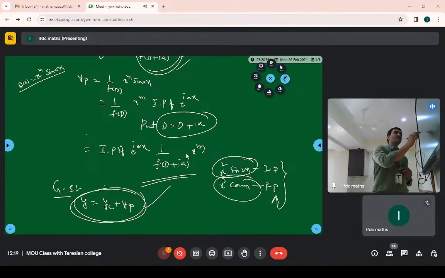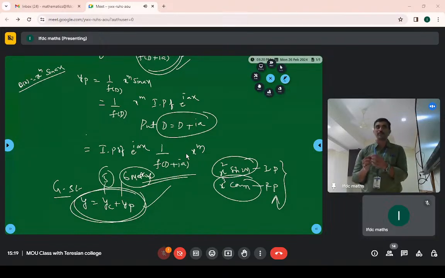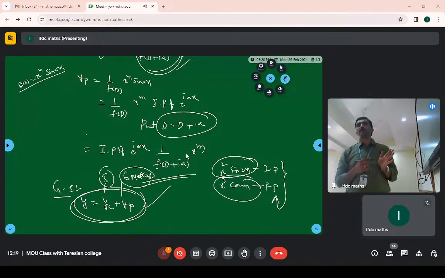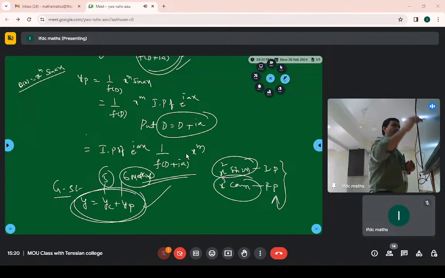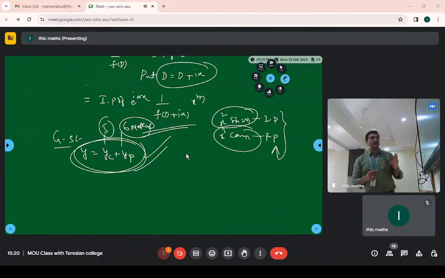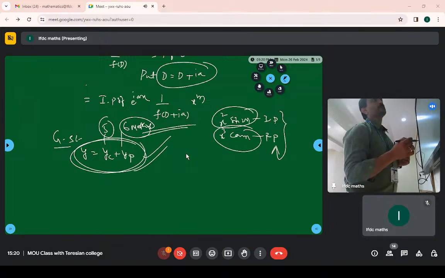For YC I gave 5 formulas, and for YP I gave 6 methods. So if you are able to remember this one sheet and work on the methods, any problem that comes, you can automatically solve in a simple manner. Is it clear up to here?